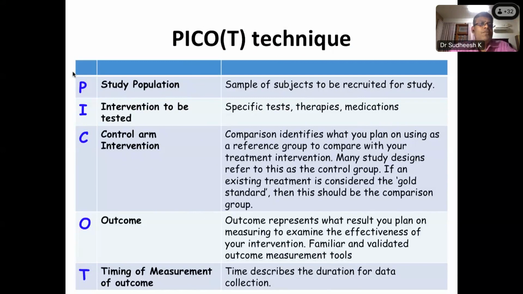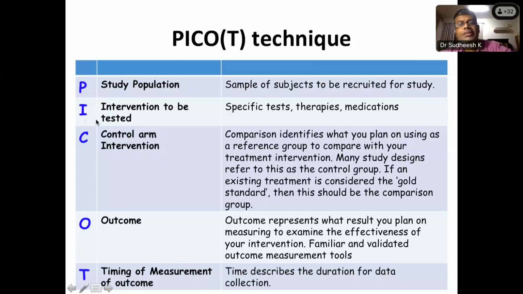Likewise, if you are doing a study on cesarean section, the population has to be pregnant women. Likewise, if you are doing a study of some regional block on laparoscopic surgeries, obviously the study population would be all the patients who are undergoing procedures under laparoscopic technique. So that is the study population. Next, it should contain the intervention.